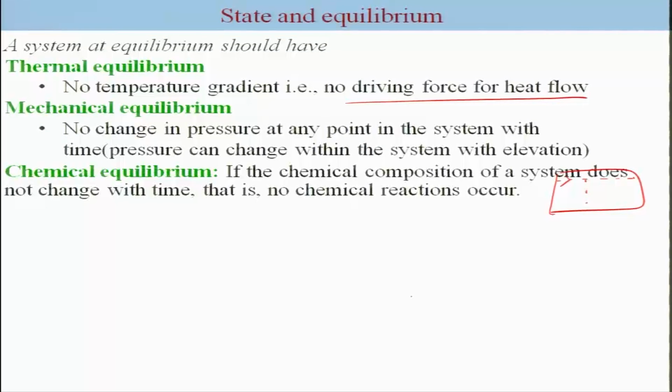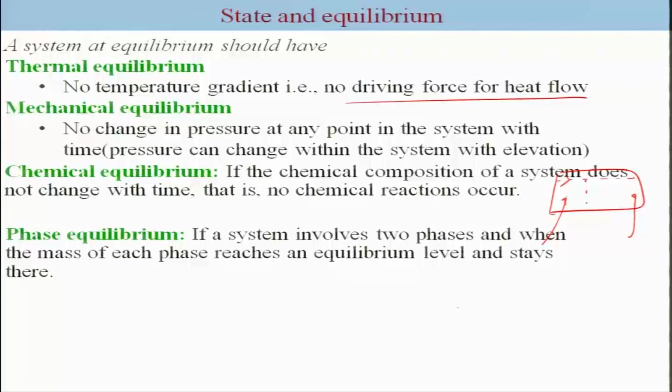And chemical equilibrium is when the chemical composition of the system does not change with time, that is, there is no chemical reaction. So that means all the compositions here and here will be constant, and there is no mass transfer from this point to this point. That will indicate a chemical equilibrium.